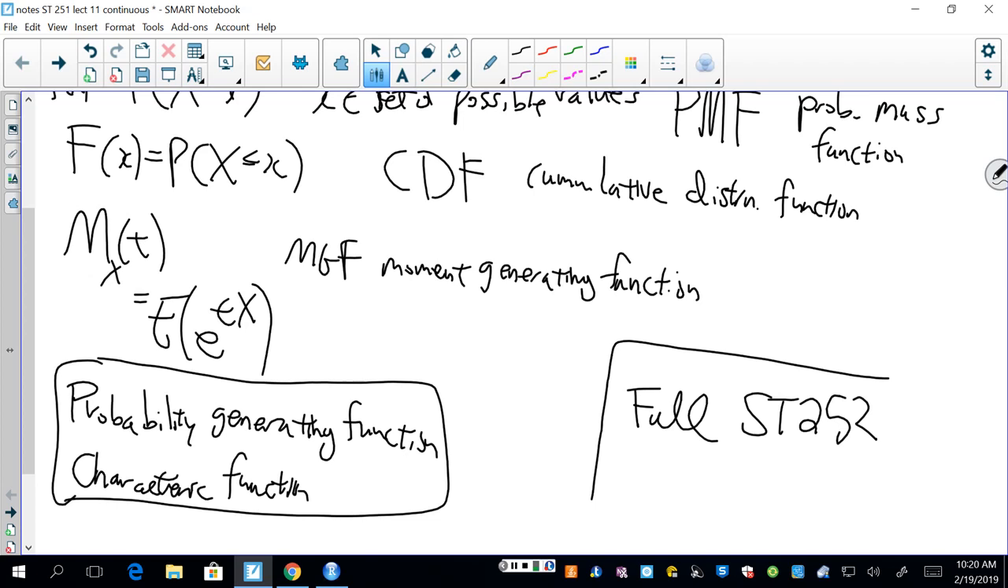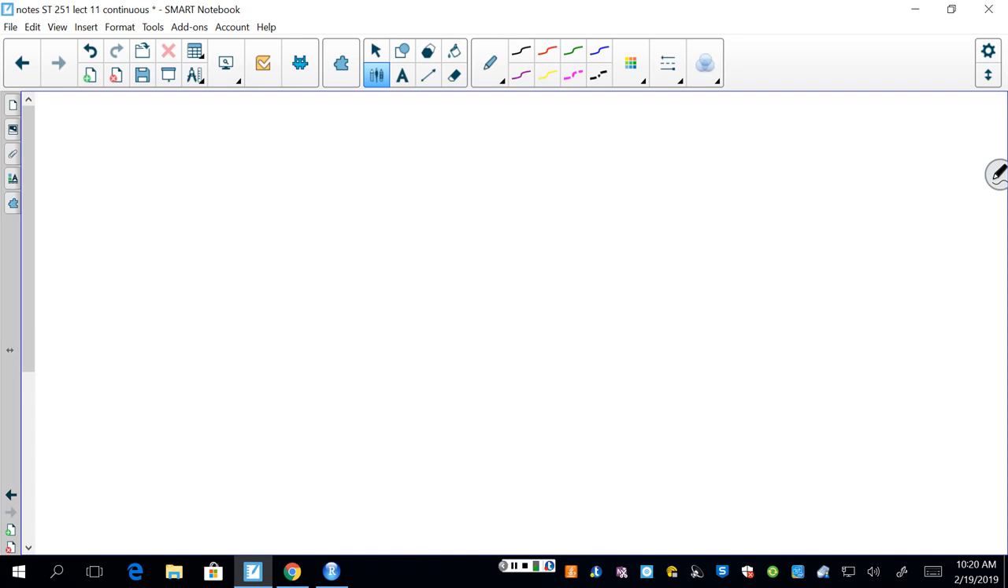So anyway, we're looking at the Poisson distribution as one discrete distribution, and then the moment generating function on that homework, a few things to do with it.